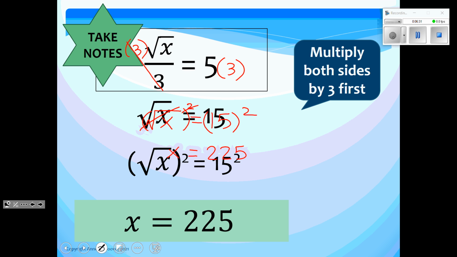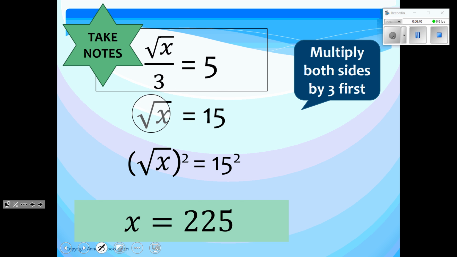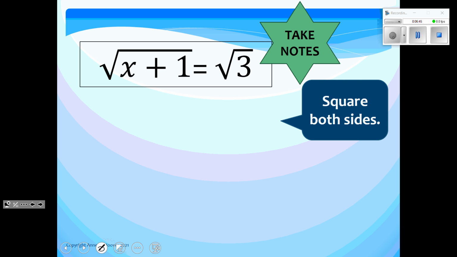And that would check up here, because if we took the square root of 225, which is 15, and 15 divided by 3 is 5, which was the original equation. It's always good to go back up there and see if it works.